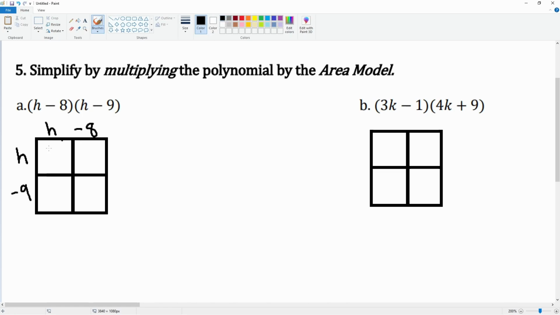Now we can multiply. H times h becomes h squared. H times negative 8 is negative 8h. H times negative 9 is negative 9h. Negative 9 times negative 8 is a positive 72.